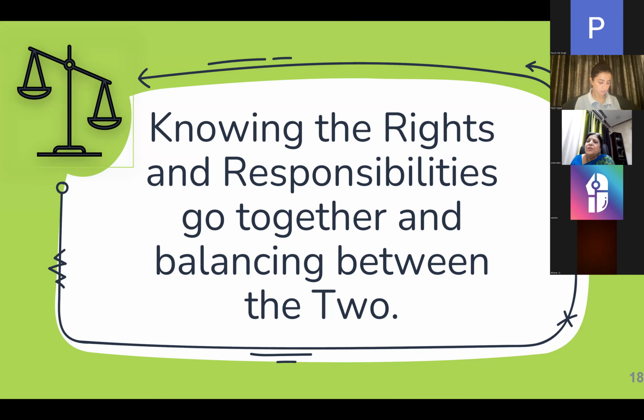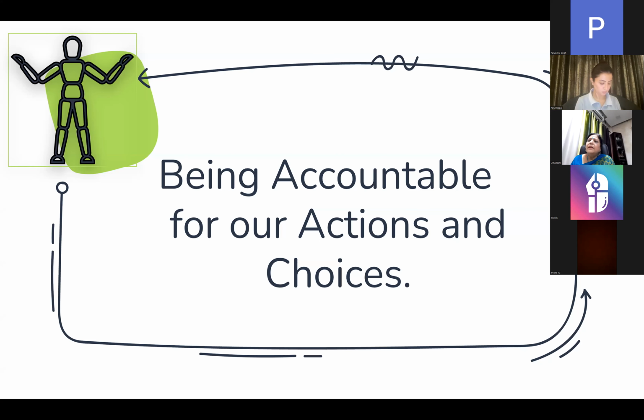Knowing that rights and responsibility go together, and balancing between the two, is most important. We talk about rights everywhere, and it should be done at home also. When we are talking about our rights, how about the responsibility? We have to balance both, and that is possible once I go further in detail when we look into values and all that. Being accountable for our actions and choices. This was the action and this was the choice, so it is our choice, our action. So we are accountable for that.